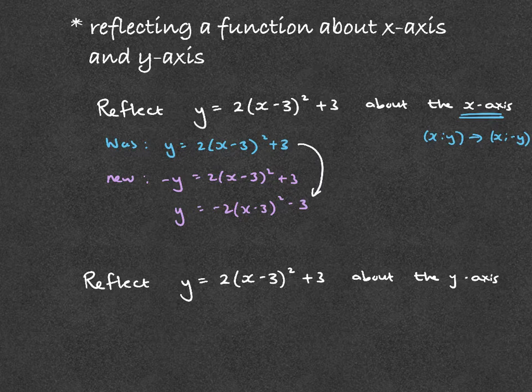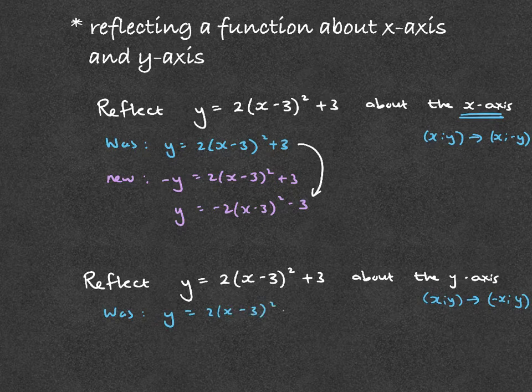If we reflect about the y-axis, what did we see? If you reflect about the y-axis, the x values have been multiplied by minus 1, but the y value stays the same. So in other words, this equation was y = (2x - 3)² + 3. What's now going to happen? After the transformation, you're going to multiply the x value by minus 1. So it's y = (-2x - 3)² + 3.